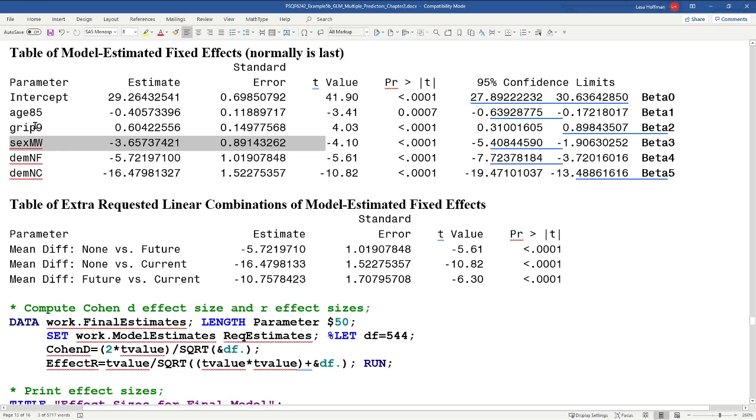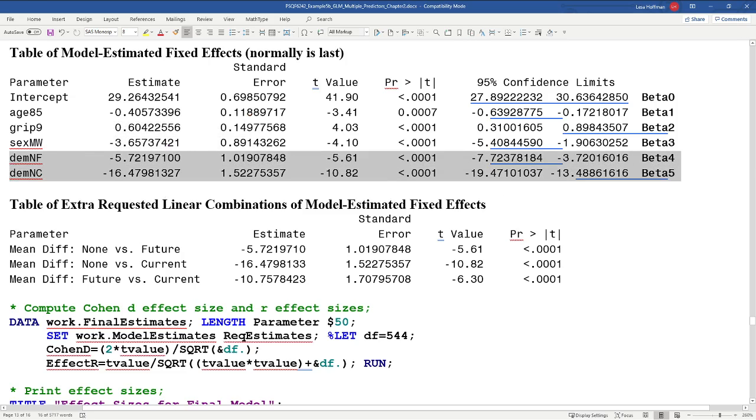So we have significant effects of age after controlling for everything else, significant effects of grip after controlling for everything else, significant effects of gender after controlling for everything else, and last but not least, the effects of dementia are significant after controlling for everything else. Relative to the none group, the future group is 5 points lower, which is significant, and the current group is 16 points lower, which is significant as well. And if I take the difference between these two slopes, that works out to be almost 11.